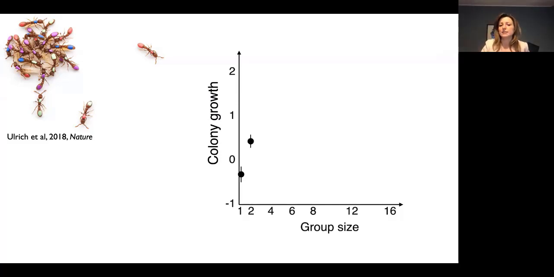With two ants, it starts to get a little bit better. With four ants, it's better, and so on. And once you get to about six ants, eight ants, you are basically approaching one. At 12 and 16 ants, you are at one. And that is the natural doubling rate of this species in the wild. So it's relative to that. That's what the one is.